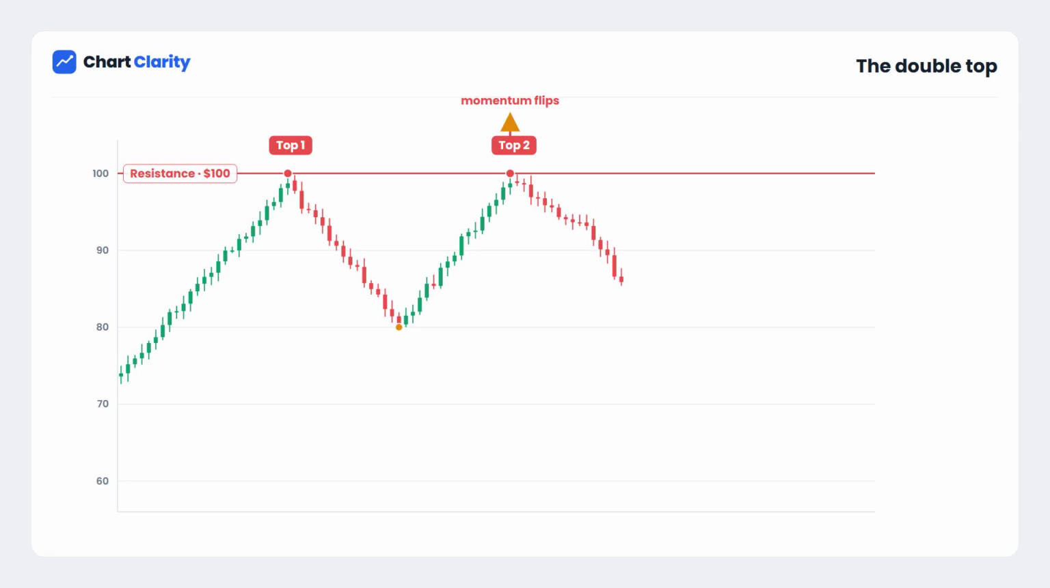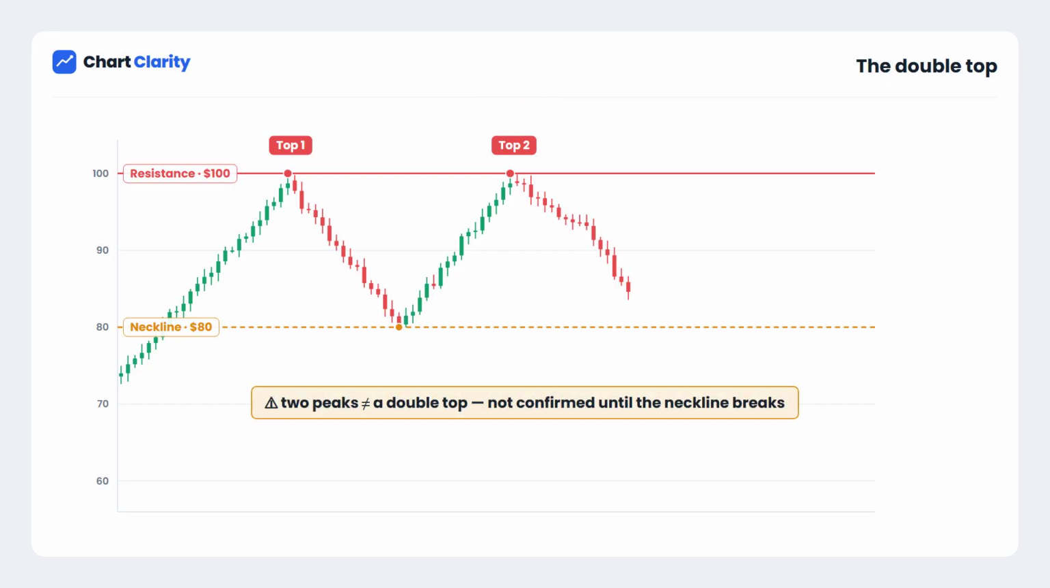Now look between the two peaks. There's a dip, a low point, where price bounced back up after the first top. We draw a straight line across at that low and we give it a special name, the neckline. The neckline is the floor of the pattern. And this is the single most important rule in the whole lesson, so really hear it. Two peaks alone do not make a double top. Not yet. The pattern only becomes real when price falls and breaks below that neckline. Until then, it's just two bumps on a chart. The neckline is the trap door, and the pattern is only confirmed the moment price falls through it.